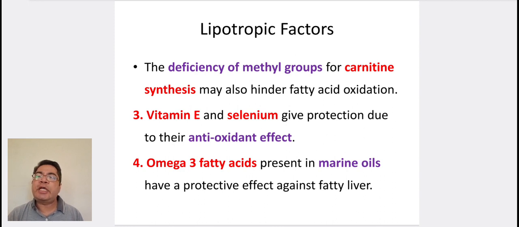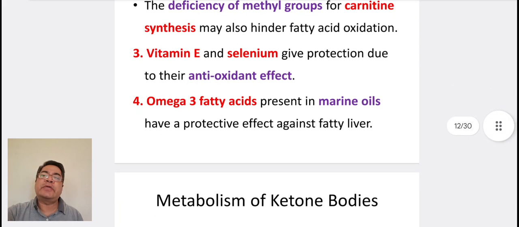Number three is vitamin E and selenium. They give protection due to the antioxidant effect. Number four is omega 3 fatty acids, which are present in marine oils and have a protective effect against fatty liver.